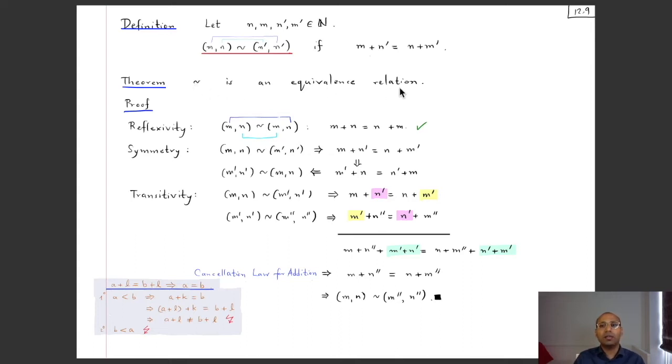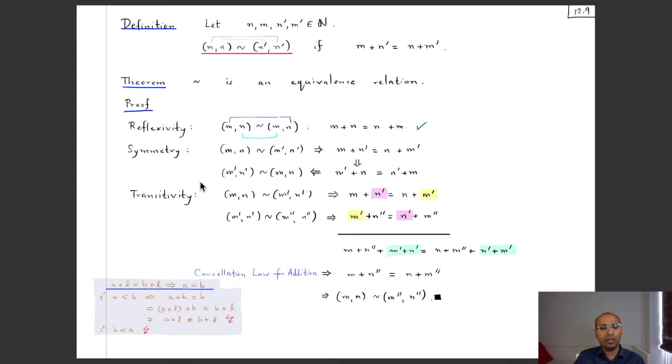Okay, so let's first check that this tilde is an equivalence relation. So we have to check reflexivity, symmetry and transitivity. For reflexivity, we have to check that whenever (m, n) is a pair of natural numbers, it's related to itself. Well, what should happen for it to be related to itself? This sum, m plus n, should be this inner sum, n plus m. But by commutativity of addition, this is of course true.